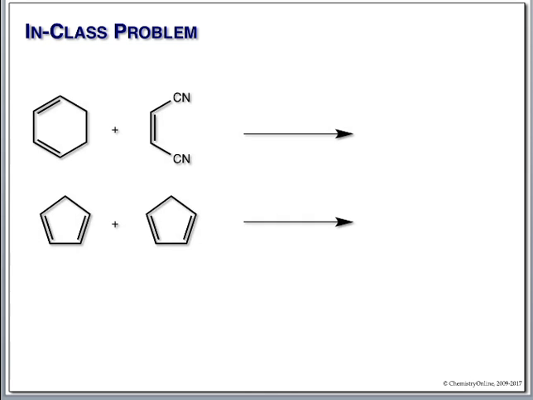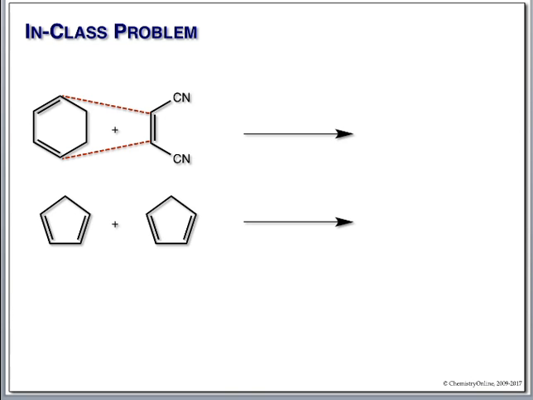Here we have 1,3-cyclohexadiene, and we're reacting with a cis dienophile. Now the bonds we're going to make, once again, are from the terminal carbons to our dienophile. This means we're going to have a six-membered ring with a double bond.